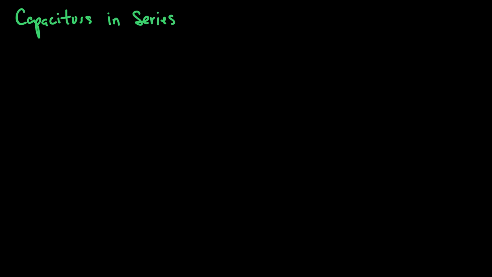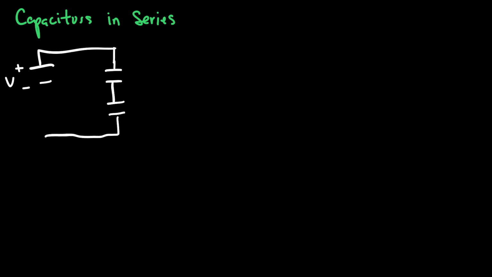Now I'd like to look at what happens when I take some capacitors and attach them in a circuit such that they're in series, such that there's only one path for the current to flow. So if I have a battery, positive and negative terminals, which have a potential difference across them of V, and then I add in two capacitors. Here's one, and then here's the second one.